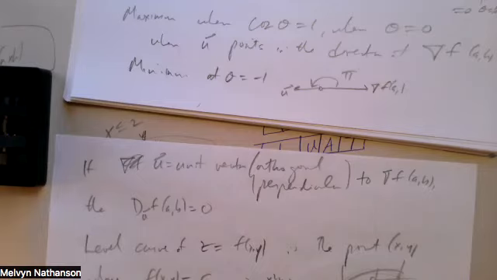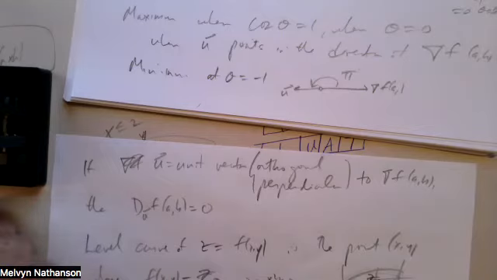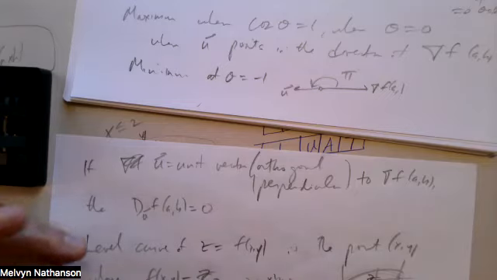Or say f of x, y equals z naught. So all the points x, y where f of x, y is some constant value c naught, that's a level curve of your surface. And on a level curve, the value of the function doesn't change.